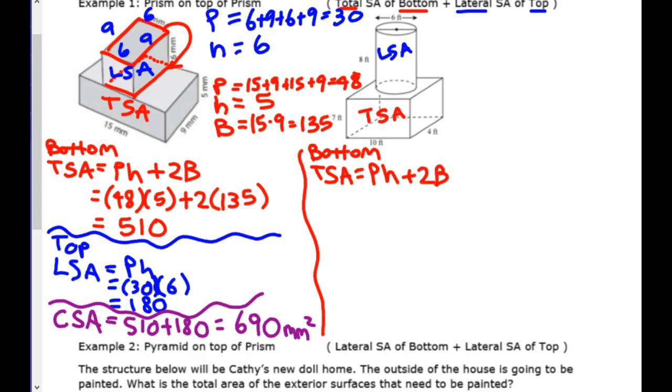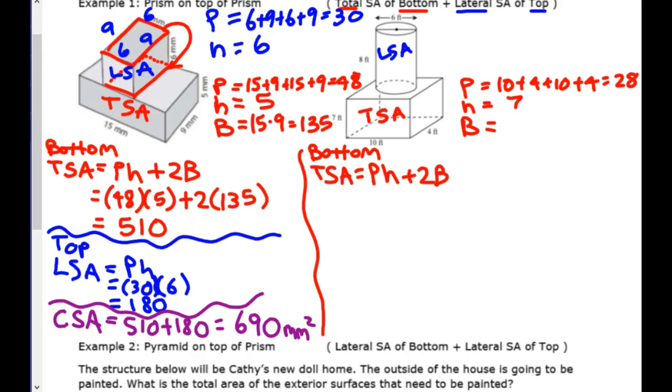Now, to do that formula, I need to know P, H, and B, just like the last one. Remind me, P, perimeter, do I add or multiply? Add. 10 plus 4 plus 10 plus 4, right? That gives me 28. If you're looking at it, what's the height of that bottom prism? 7. Very good.